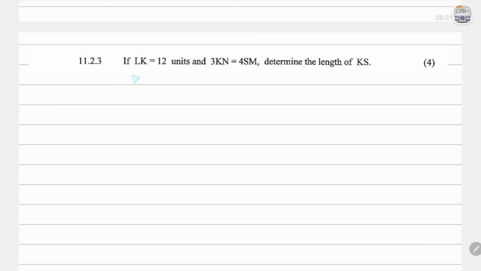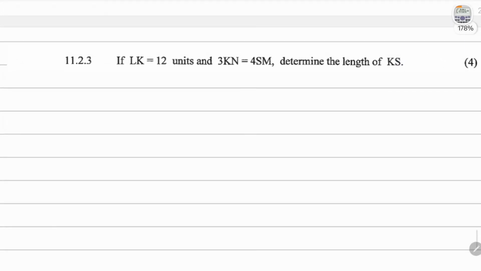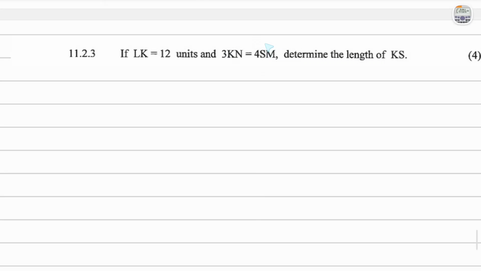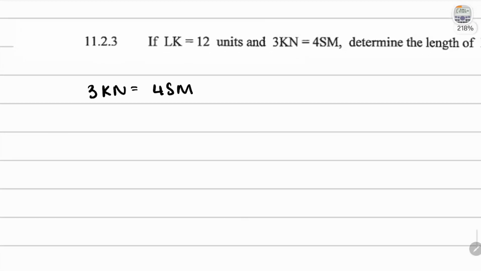Question 11.2.3 says, if LK is equal to 12 units and 3KN equals 4SM, determine the length of KS. Okay, so we can just put down the diagram, but first, let's unpack what this means. If they say 3KN equals 4SM, then this is a ratio they're giving you. So you're supposed to have a length over a length, and that ratio is equal to a specific value. We're trying to keep letters on this side, so we can divide both hand sides by SM.